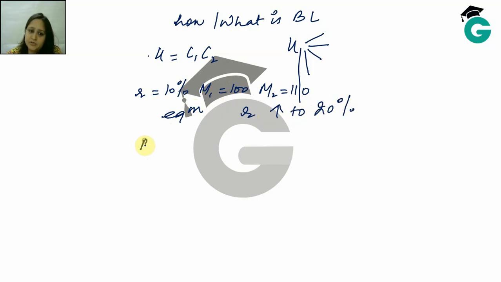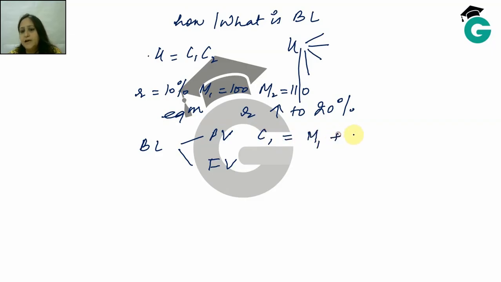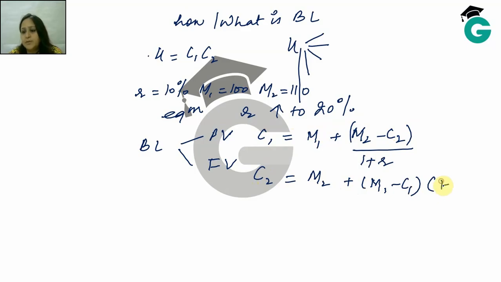So, सबसे पहली चीज़ होती है बजट लाइन निकालना. बजट लाइन को हम प्रेजेंट वैल्यू से भी निकाल सकते हैं और फ्यूचर वैल्यू से भी निकाल सकते हैं. प्रेजेंट वैल्यू से अगर हम निकालें, then what do we have? We have C1 is equal to M1 plus M2 minus C2 upon 1 plus R, where C2 is the amount that we would not be consuming in the future, which we can borrow from. या फिर हम क्या कर सकते हैं, we can say C2 is equal to M2 plus M1 minus C1 into 1 plus R. दोनों तरीकों से बजट लाइन सेम आती है.